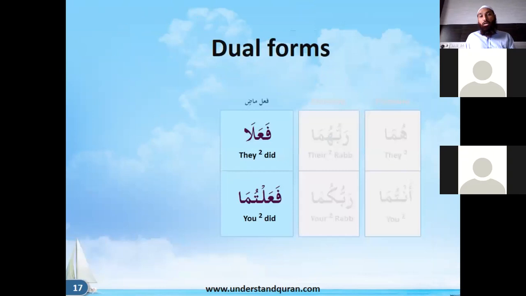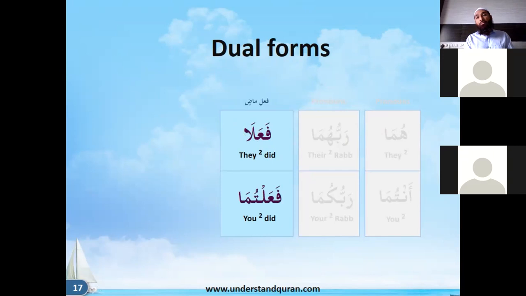So we saw huma, rabbuhuma, and fa'ala, right? Antuma, rabbukuma, and fa'altuma. It is just an addition of alif to the plural, and in the past tense it is the addition of alif to the lam kalima of the fa'ala. So you can take any verb and make it dual by adding an alif at the end. So ja'ala, ja'ala, then khalaqa, khalaqa, then shariba, shariba.